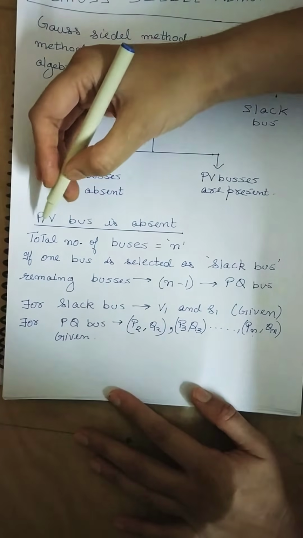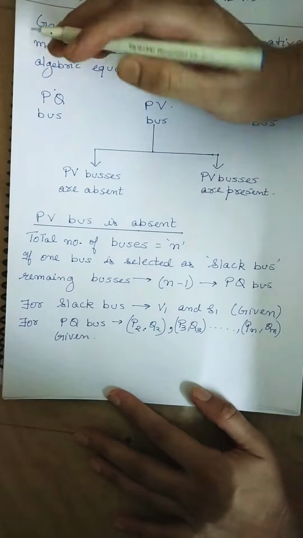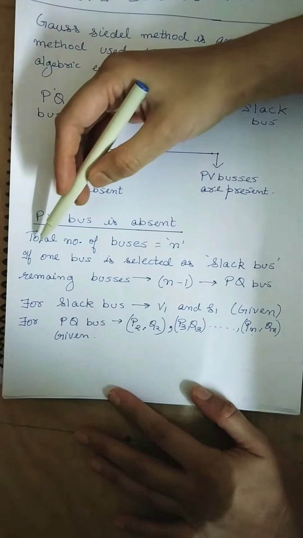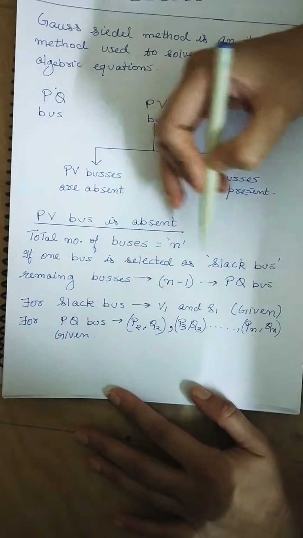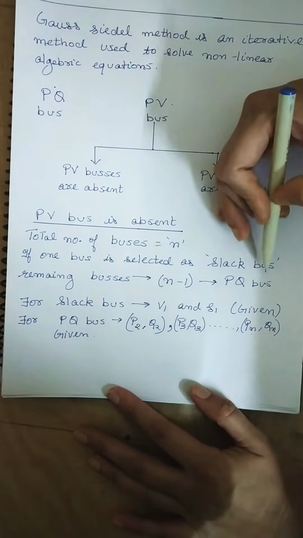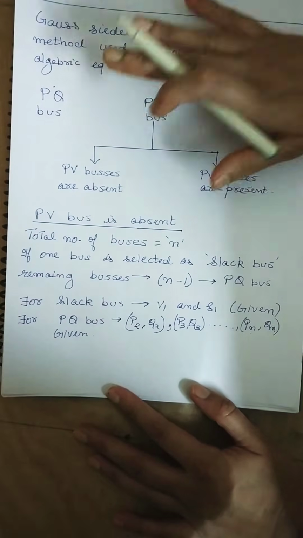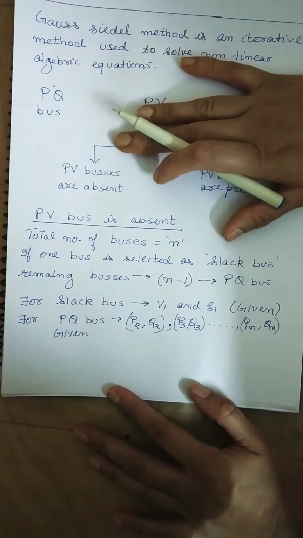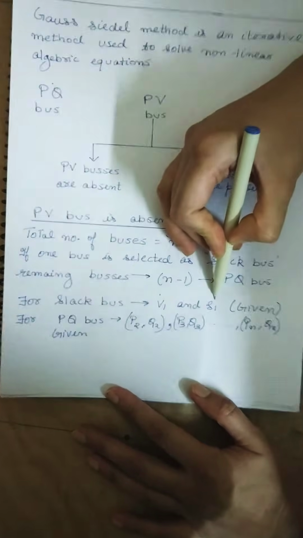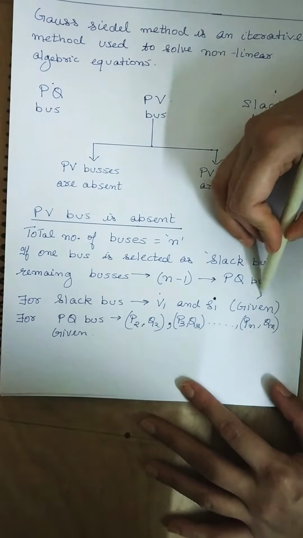Now the first thing we have to consider here is the total number of buses equals n. Okay, so we have considered that the total number of buses is equal to n, and if one bus is selected as the slack bus, the remaining buses, that is n minus 1 buses, will be PQ buses. So of all the buses, one bus will always be given as the reference bus or slack bus, and on that reference bus the values of V1 and delta 1 will always be specified. That will always be given.